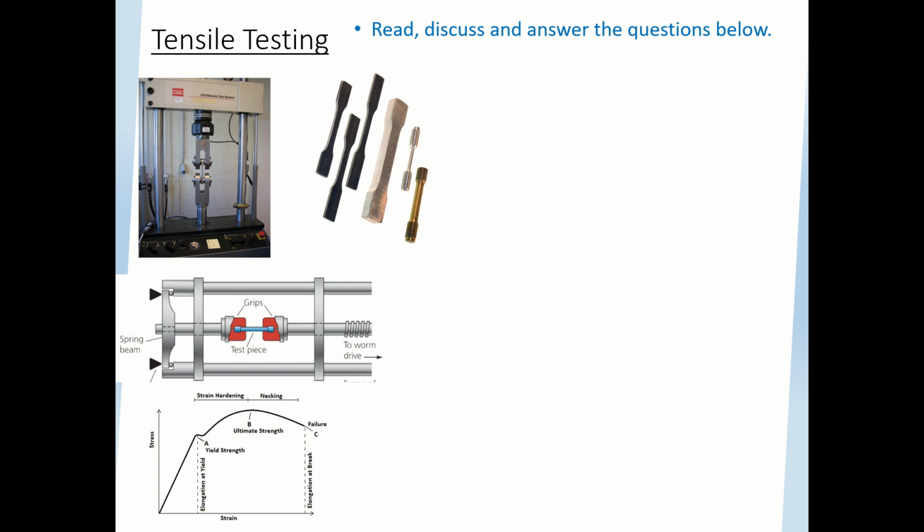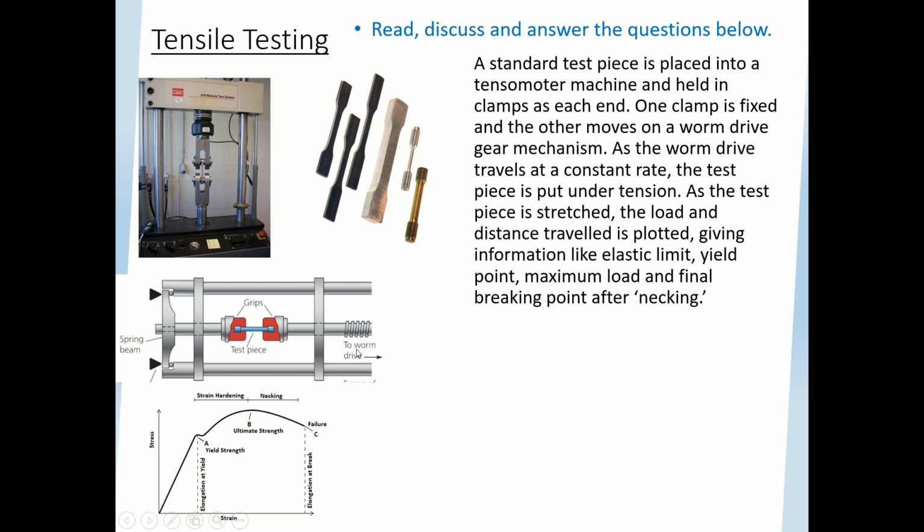So a tensile test is done with something called a tensometer. What you see here on the screen are some testing pieces and a tensometer machine, and then some grips holding the test piece. Here is something called a worm drive. A standard test piece is placed in the tensometer and held with clamps. One clamp is fixed and another moves on a worm drive gear mechanism. As the mechanism winds, it pulls the piece apart. The test piece is under tension, and as it is stretched, the load and distance traveled is plotted on a graph. That gives you information like an elastic limit, yield point, and maximum load.